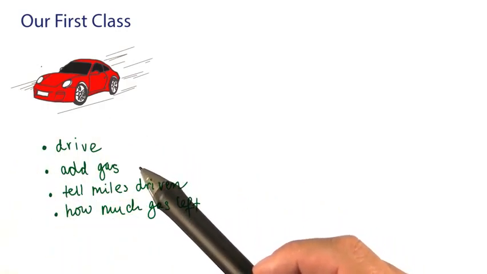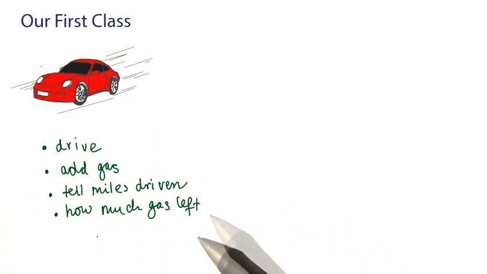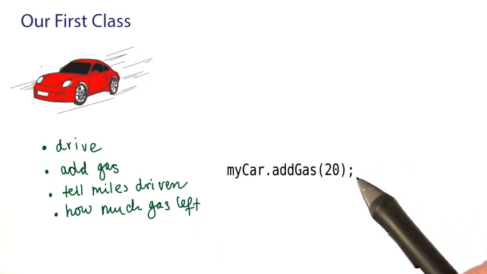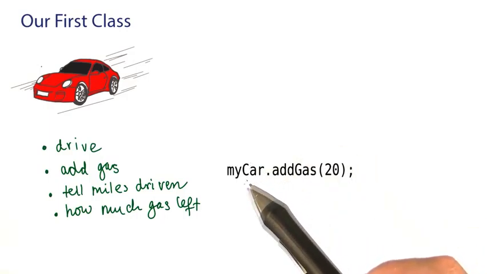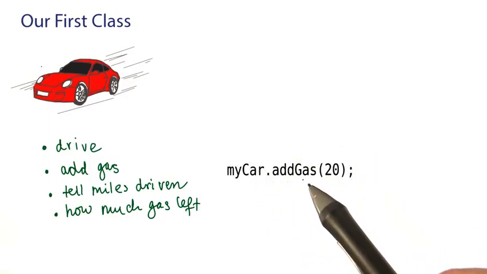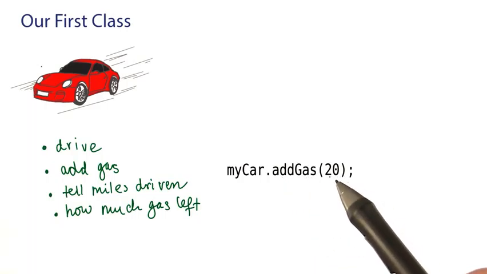Now the first step is to take this English description of the car's capabilities and turn it into the Java code for the public interface. Here is how I like to do it. I first imagine myself being a user of this class. So I'd have an object, here it's my car, and here's how I might want to call the add gas method. The name of the method, add gas, and here I'd add 20 gallons.